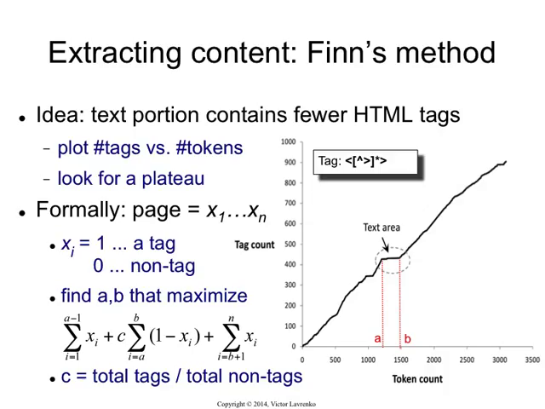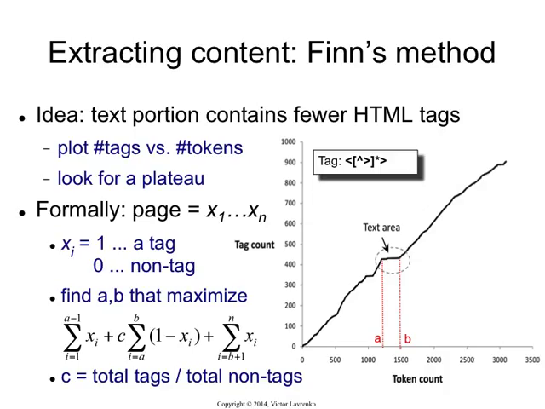For a moment, just suppose that C is not there. Suppose I'm just adding up the number of tags on the left, the number of tags on the right, and the number of non-tags in the middle. Look at this picture and try to figure out which values of A and B would actually maximize that quantity. So the values A and B that I have here, would they maximize the quantity? It looks like they would, but they actually won't.